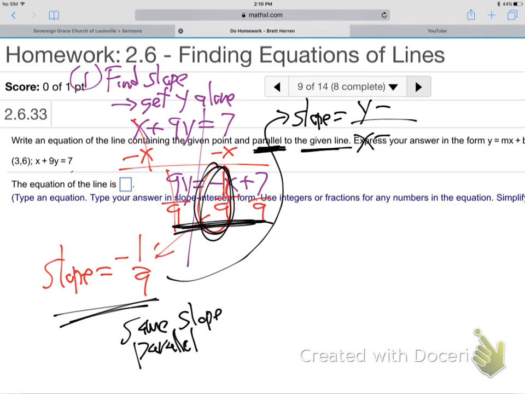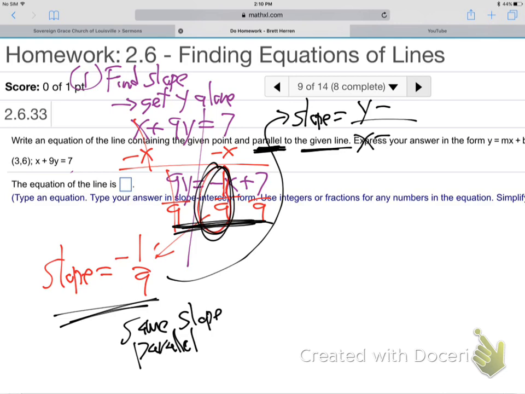Now, on the next problem, instead of parallel, they're going to say perpendicular. So what do we do with perpendicular? We just talked about it a few minutes ago, right? Upside down, change the sign. So if they said perpendicular on this one, I would need to take this -1/9, this line's slope, and realize that my line's slope, which is not the same as this line, would be upside down and change sign, positive 9 over 1, or positive 9.